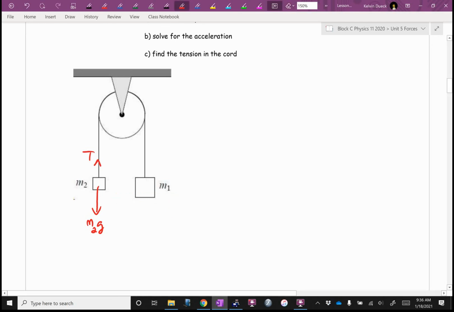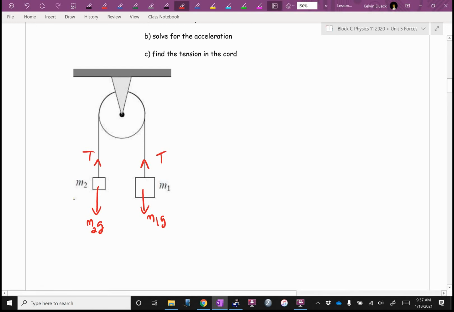What are the forces acting on M1? Get the obvious one. What else? Tension. How big is mass 2 in kilograms? The question tells me. 3.2. How big is mass 1 in kilograms? The question tells me. Which mass is going to accelerate down? Which mass is going to accelerate up? The heavier mass. Is that fair to expect you to realize, I think?